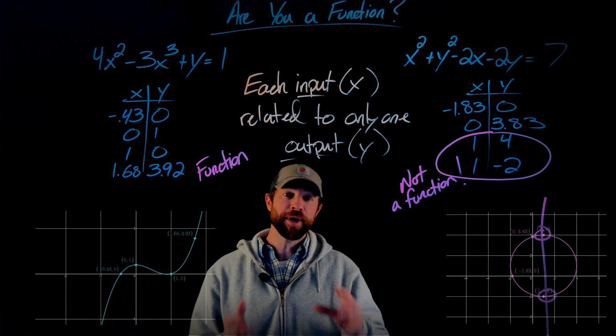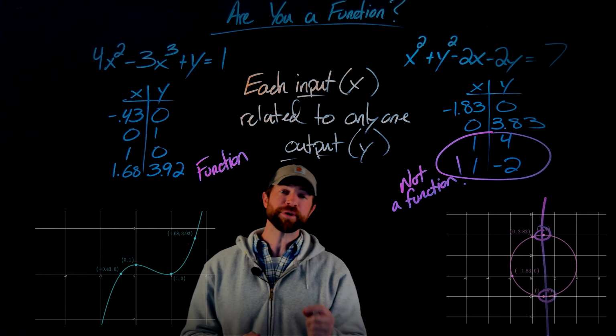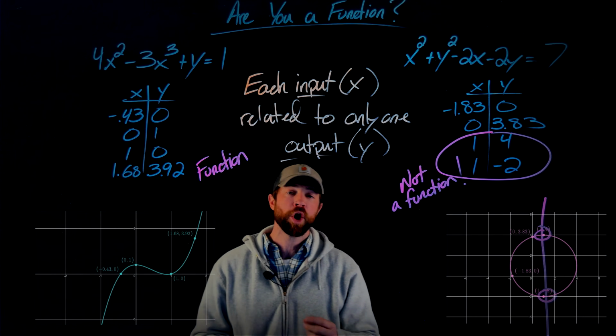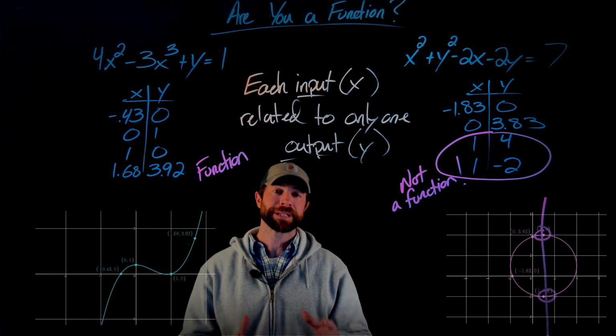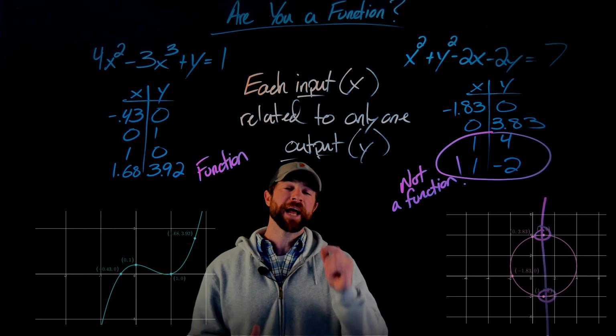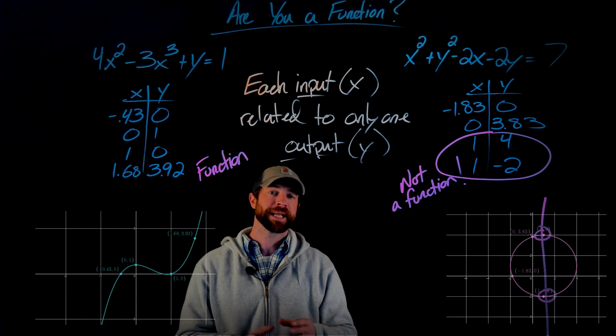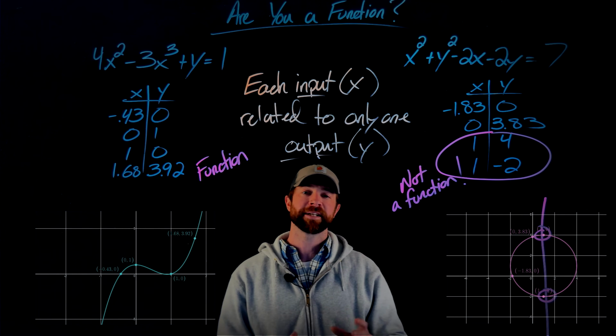In fact, if we are ever asked to analyze the graph of a relation and determine whether it is a function or not, we can use what we call the vertical line test. The vertical line test says that if we can draw a vertical line through two or more points on the graph of a relation, that graph cannot represent a function.